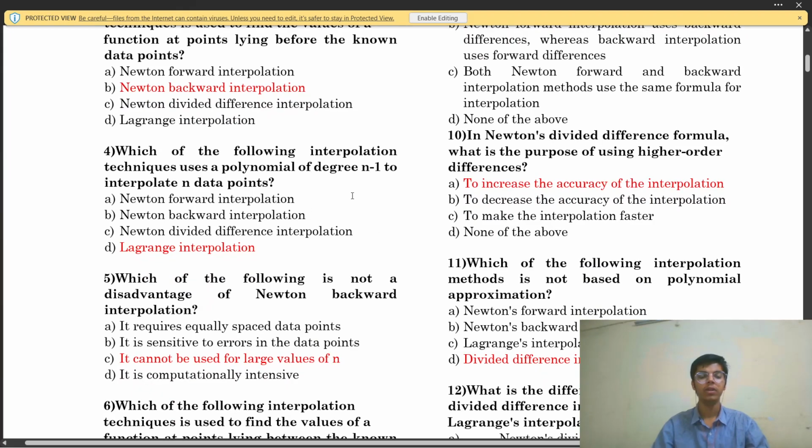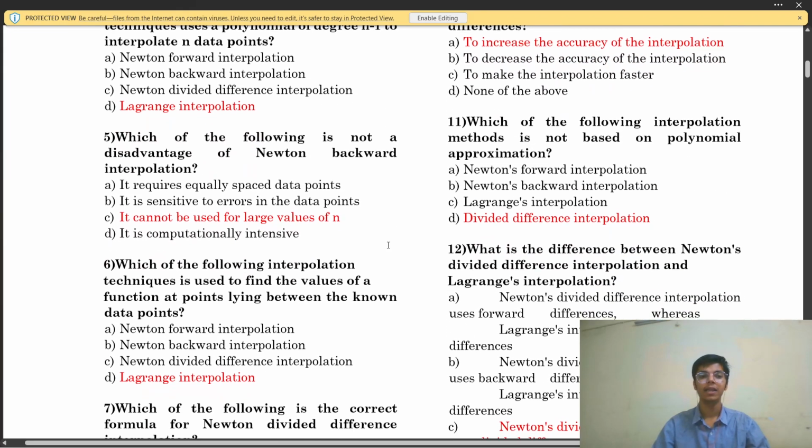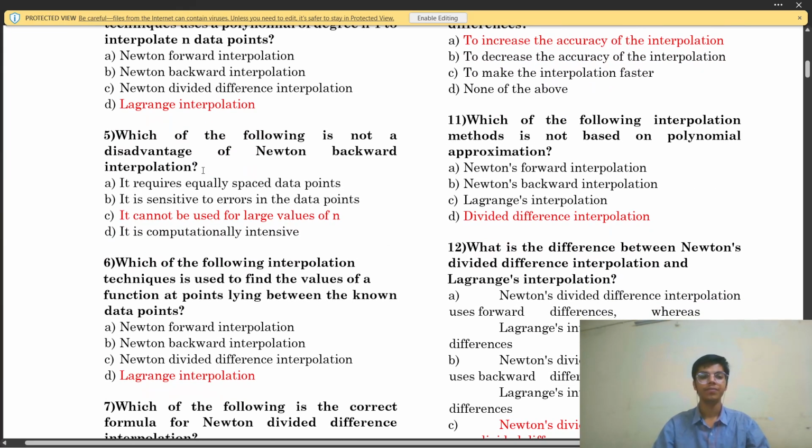Now in fourth question, it is given that which of the following interpolation technique uses a polynomial of degree n minus 1 to interpolate n data points? So the given options are, first is Newton forward interpolation, second is Newton backward interpolation, third is Newton divided difference interpolation, and fourth is Lagrange interpolation. So the correct answer is Lagrange interpolation.